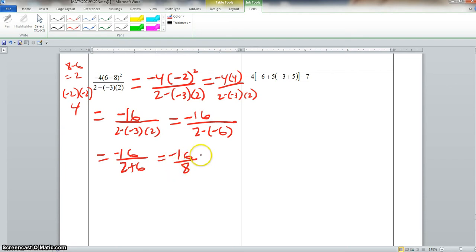So we know a negative divided by a positive would give us a negative. 16 divided by 8 is 2. So it'll be -2.